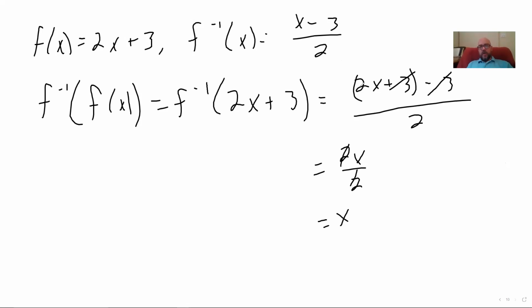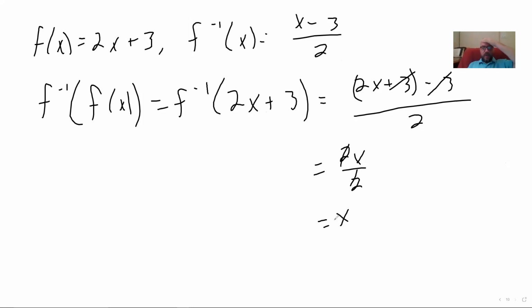And so you can kind of see how this function right here, x minus 3 over 2, takes apart 2x plus 3 one layer at a time, right? It takes off the plus 3 and then it takes off the 2. Opposite operations in the opposite order. And lo and behold, you get x.